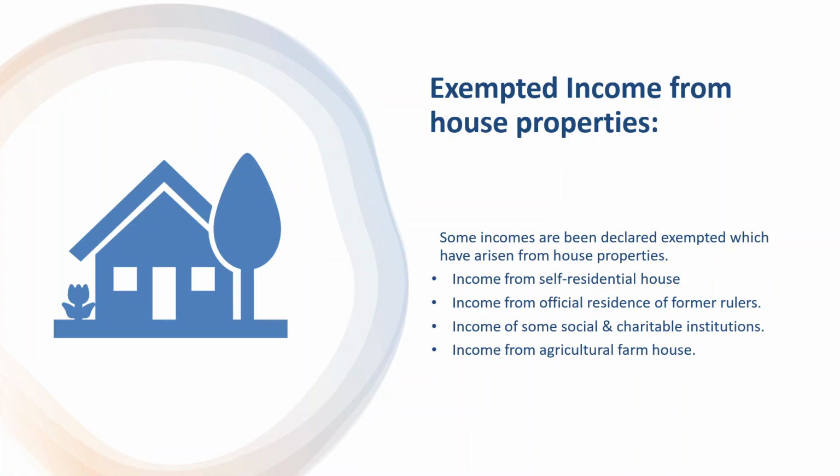Income of some social and charitable institutions. Several social organizations and charitable institutions, like a Mandir or other social organizations, if they get income from their house property, it is always exempted. And finally, the last one is income from an agricultural farmhouse. An agricultural farmhouse is utilized for agricultural operations, and if the assessee gets any income from that, it will be totally exempted. So these are the several incomes that are exempted from house property.